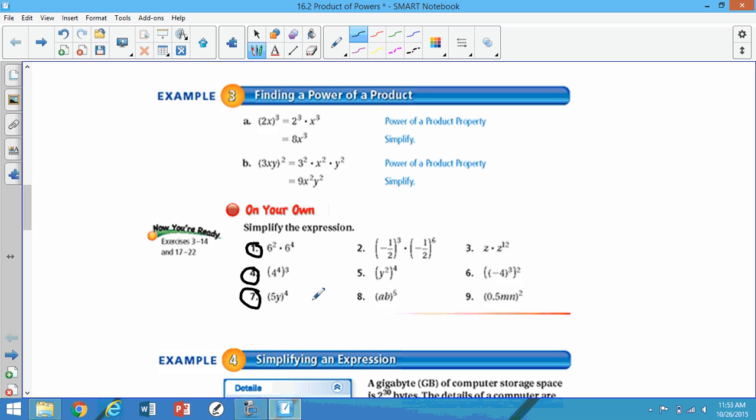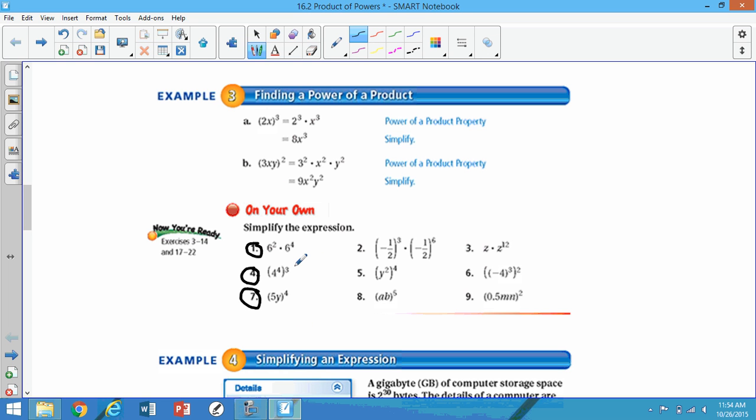Okay, so when we're doing powers of products, each one of these is a perfect example of a different type of problem. So if I have 6 squared times 6 to the 4th, that's 6 to the power of 2 plus 4, sorry. And that equals then 6 to the 6th power. Okay, and it tells you to simplify, not solve, so you would just do that. You would simplify. You wouldn't have to solve it.